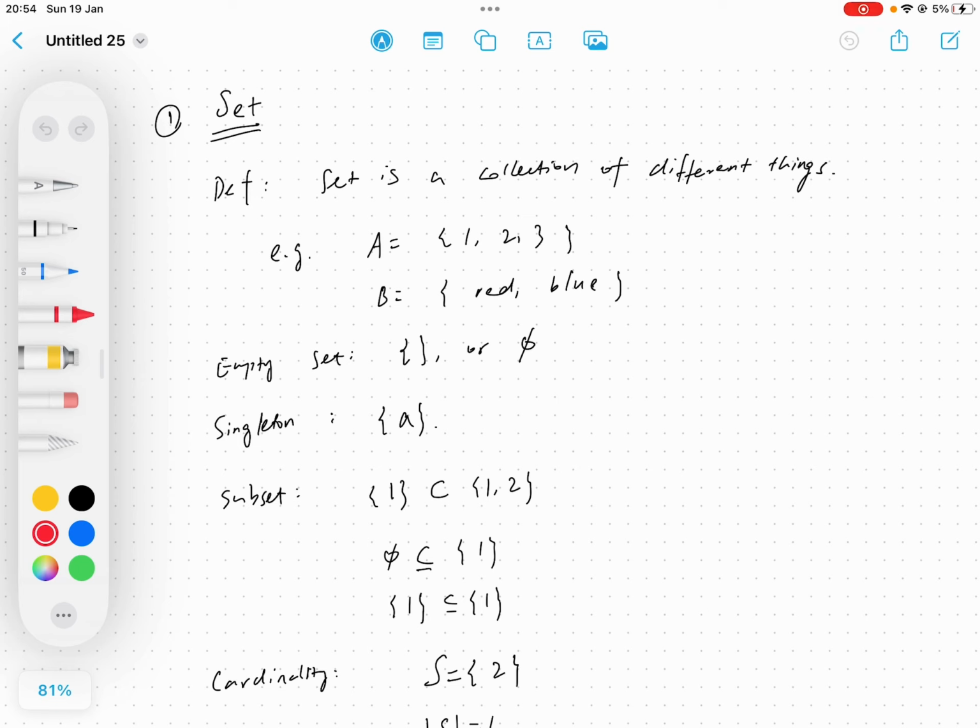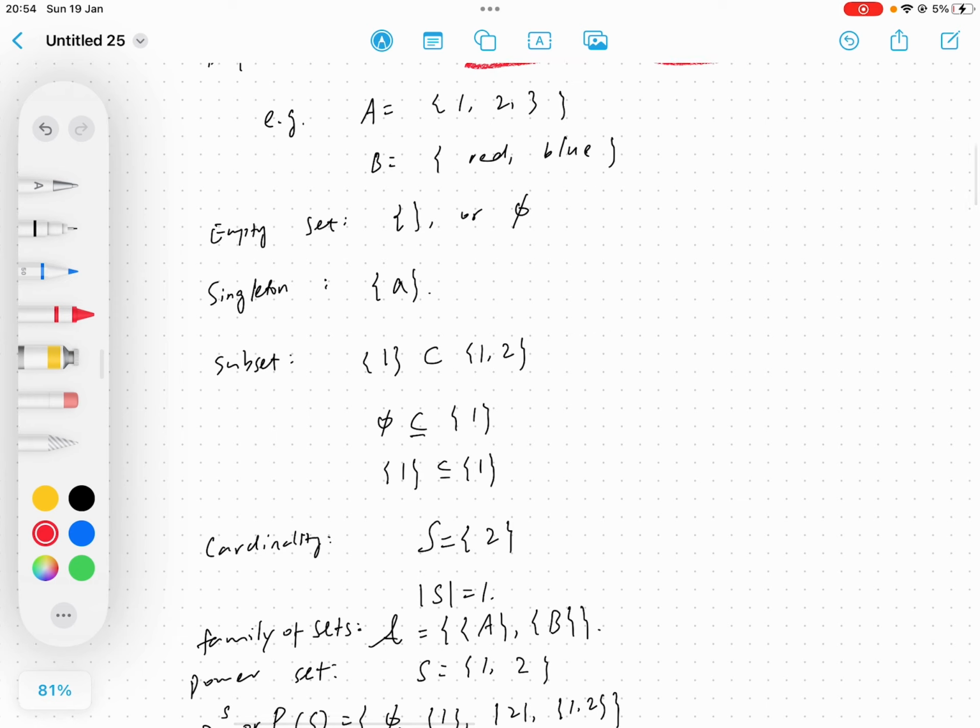So it first is saying that it's a collection or it's a group, so we have to put those together, right? And another thing is that we have those things to be different, okay. So all those things in a set have to be different from each other. Okay, so for example, a set could be some numbers 1 2 3, or it could be some colors, red or blue, okay.